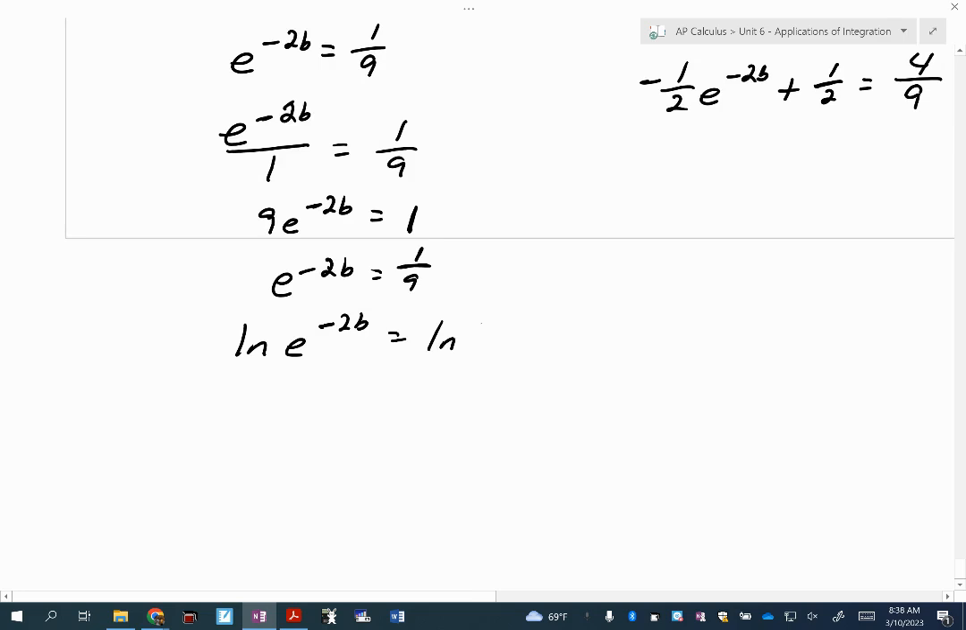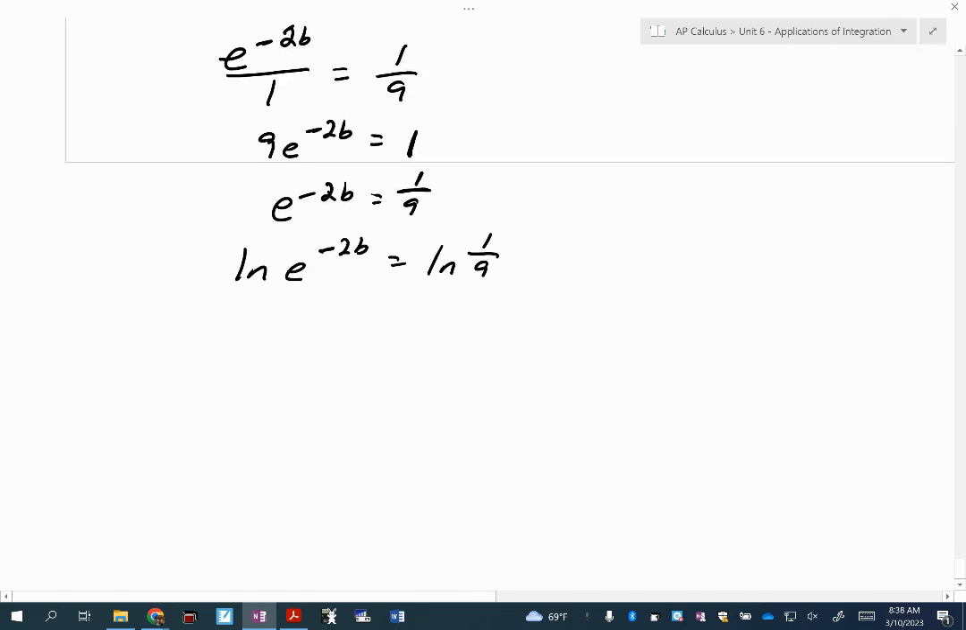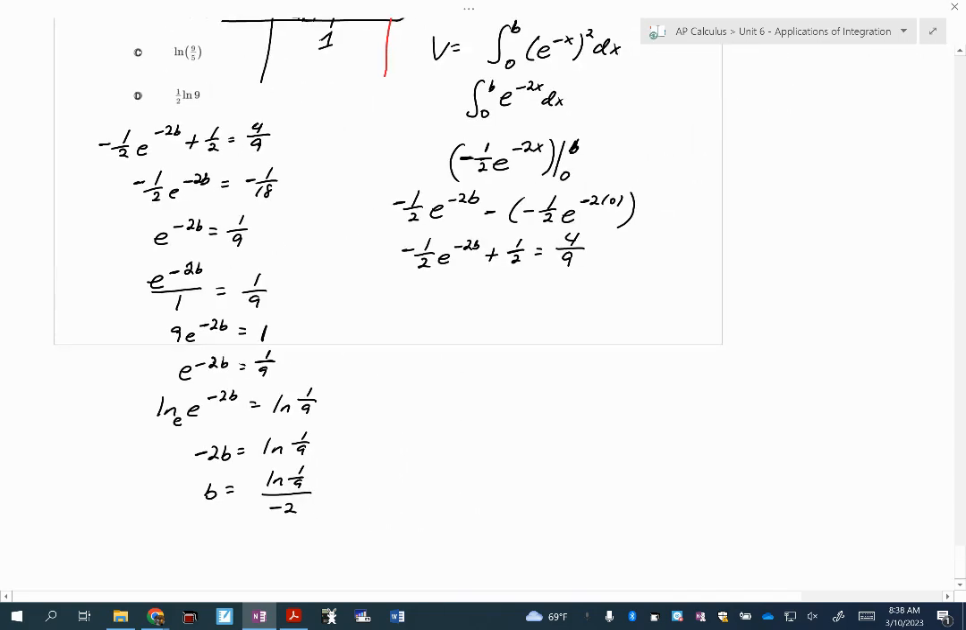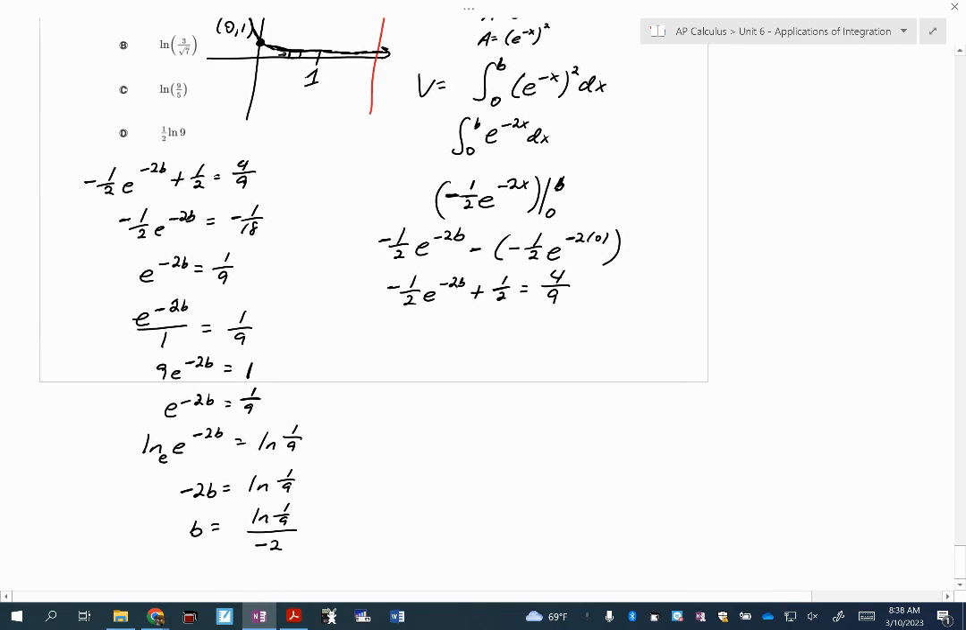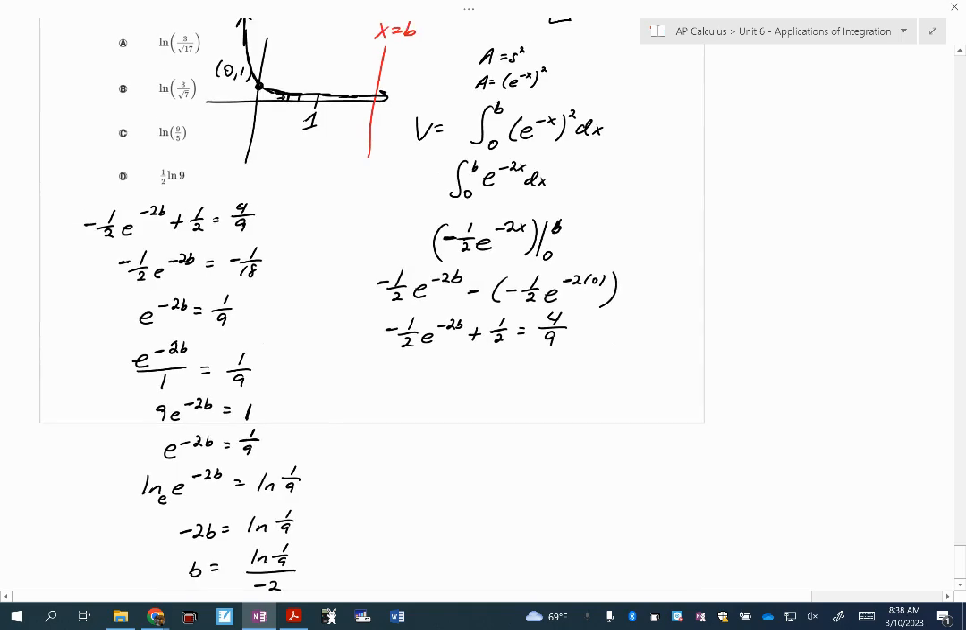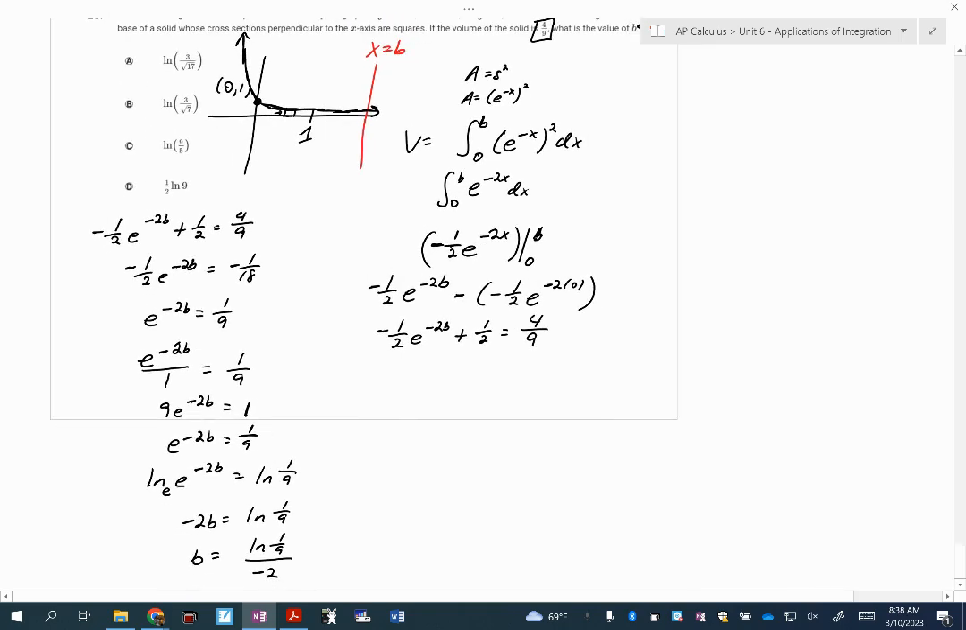There we go. So then we have e, this little base is e, so that's going to end up being just negative 2b when you move it in front. And if you divide both sides by negative 2, we'll get our answer. Now that looks kind of clunky. Let's see if we can figure out what the answer is. Looks like the answer is going to be D.